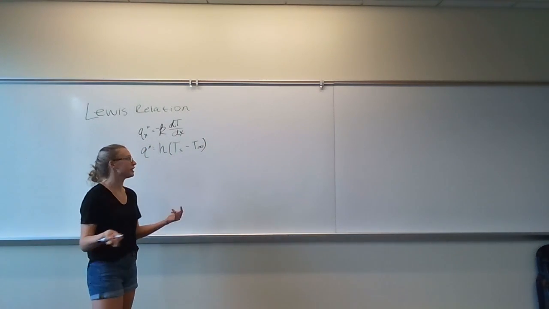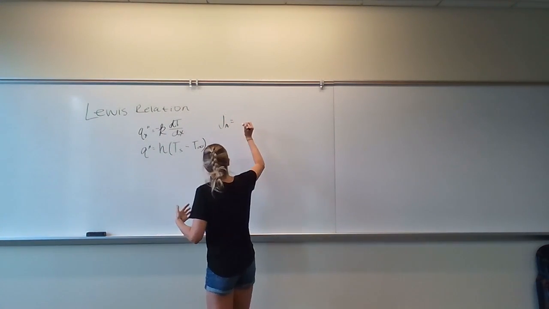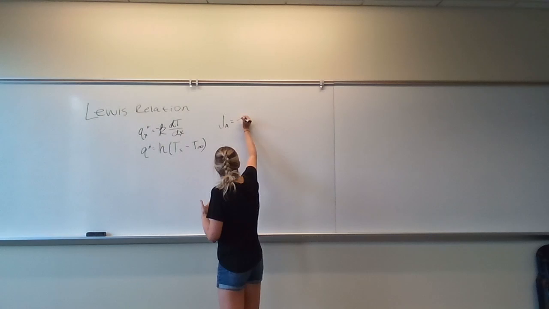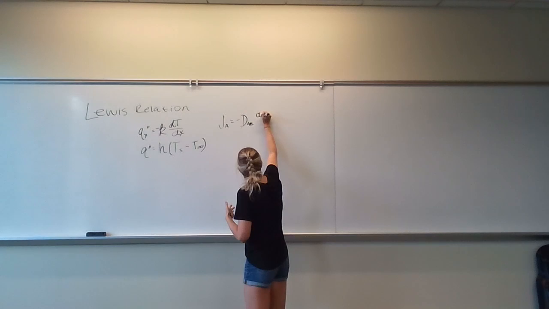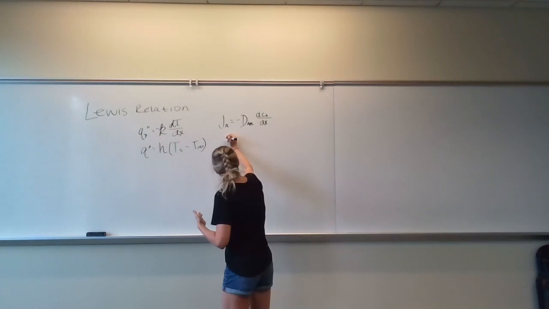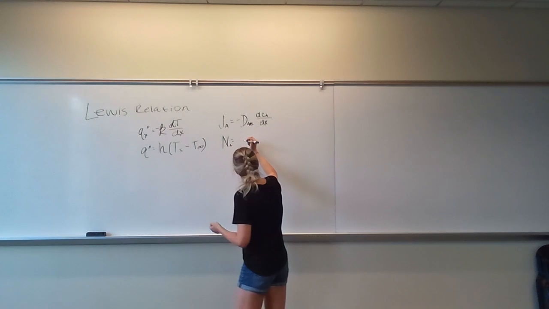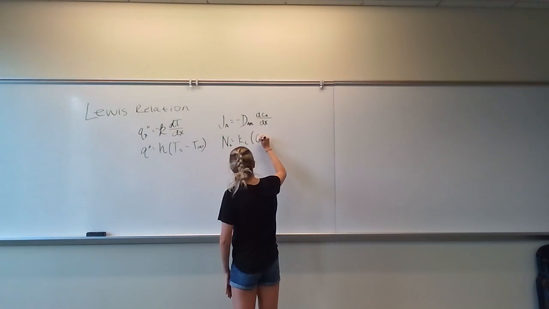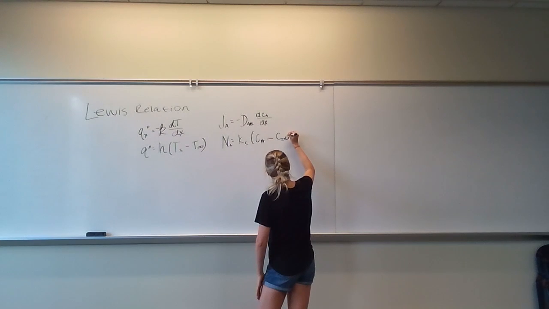Now looking at mass transfer, we know that the molar diffusive flux is equal to the negative diffusion coefficient D_AB times the change in concentration with respect to position. We also know that the molar flux is equal to the mass transfer coefficient k_c times the molar concentration at the surface minus the molar concentration far away from that surface.